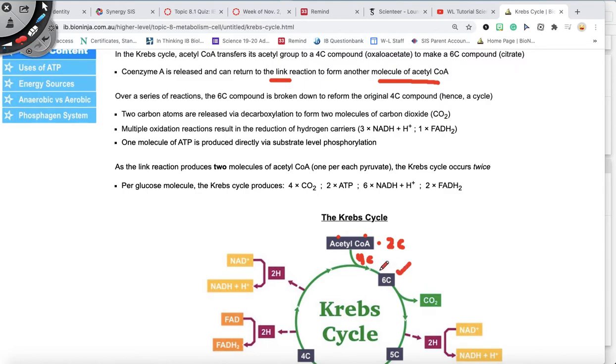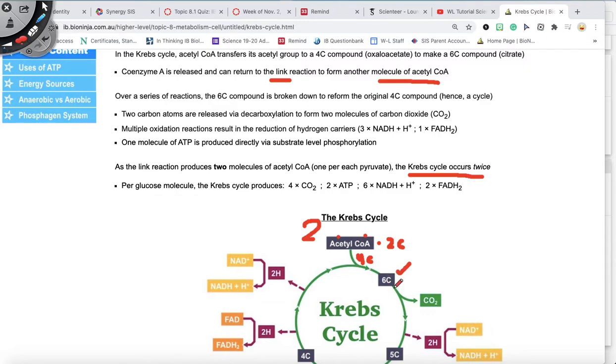So the Krebs cycle is, of course, a cycle, right? So it goes round and round, and it actually has to go around twice. Why? Because you have 2 molecules of acetyl coenzyme A, because you initially had 2 molecules of pyruvate. So keep in mind that the Krebs cycle needs to turn twice.